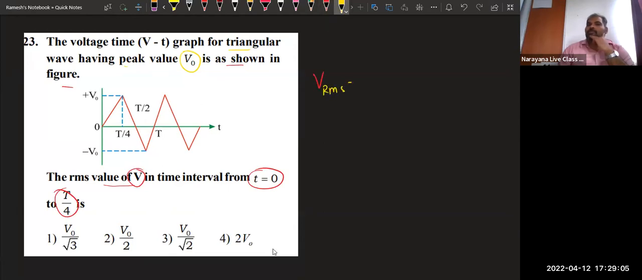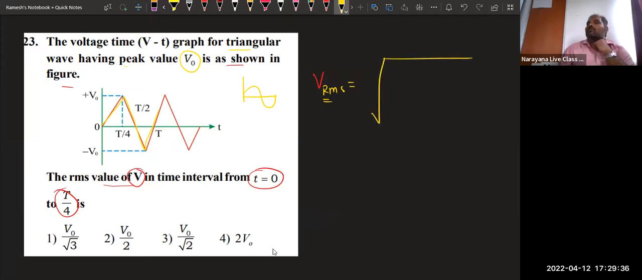Shabash. RMS voltage is equal to how much? That is for sinusoidal only, na? This is a triangular wave. That V0 by root 2 is applicable only for sinusoidal. This is a triangular wave, na? Understood? That concept will not be valid. We have to use the original conceptual way only. Now tell me the original conceptual formula for this.